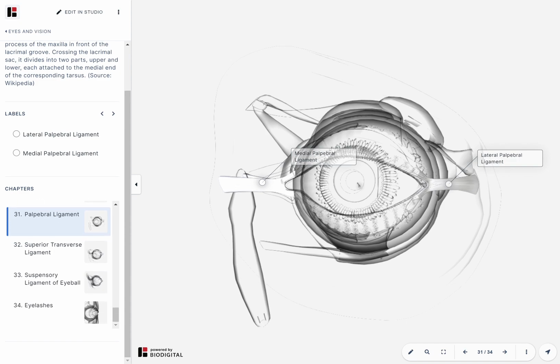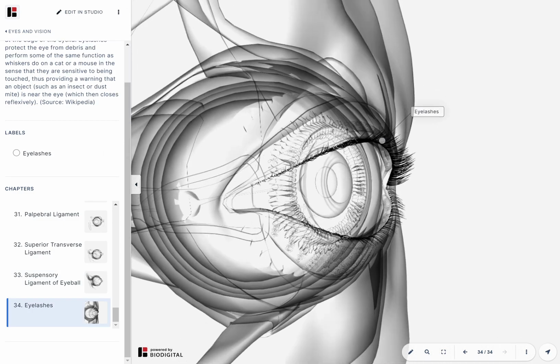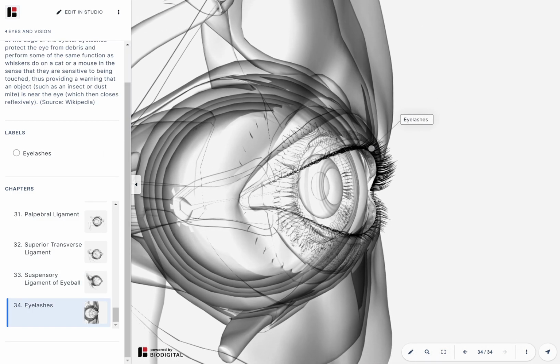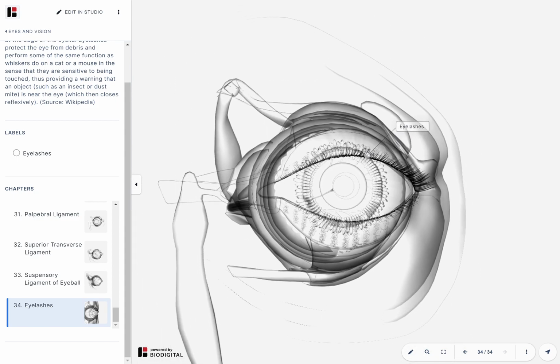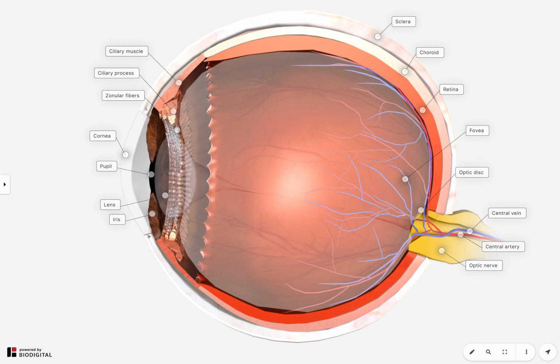And finally you have the suspensory ligament, which I have told you about before. It helps in covering the whole eyeball and putting it in place. It's known as the annulus of Zinn. And finally you have the eyelashes. So that would be all the basic anatomy of the eyeball, and I hope that you found it very useful. I'll be showing you the coronal section as well.